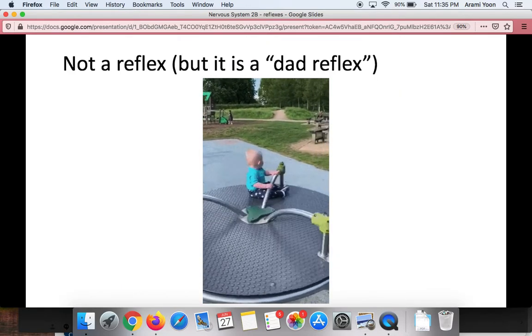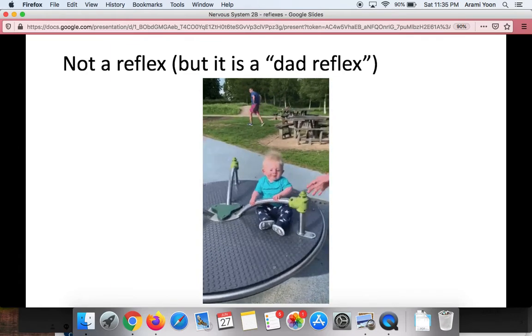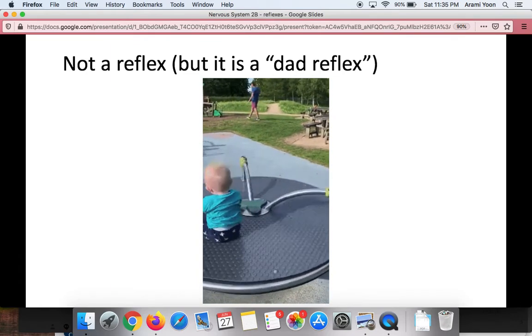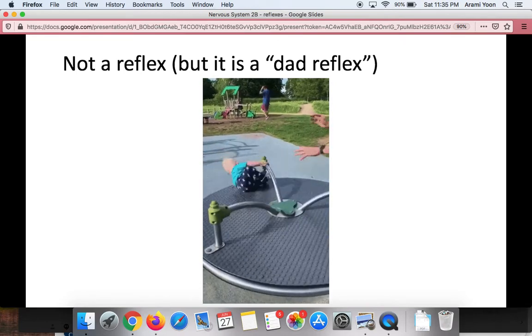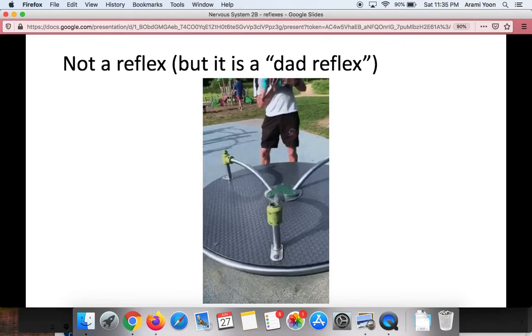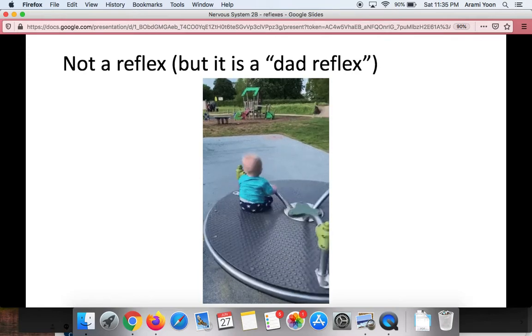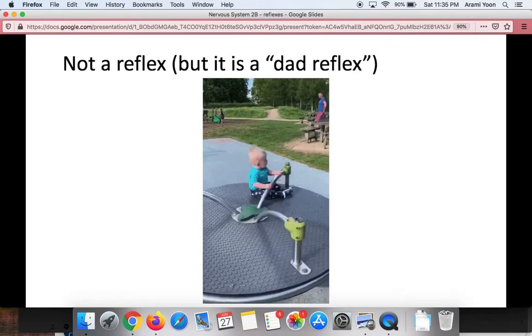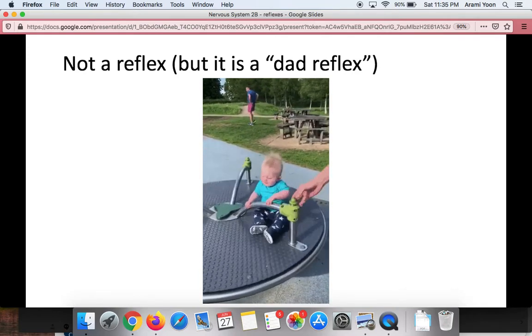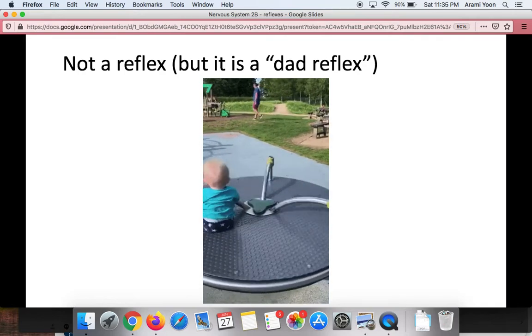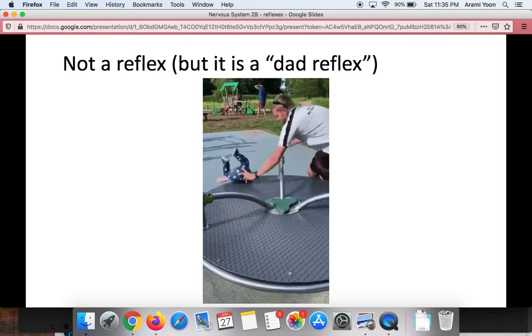A lot of times people will use the word reflex to talk about any quick action. Just to be clear, in this class the word reflex refers to reflex arc and those 5 elements. It doesn't refer to people being a super dad and catching their babies when they fall down, although a lot of that is going to involve reflexive responses as well.